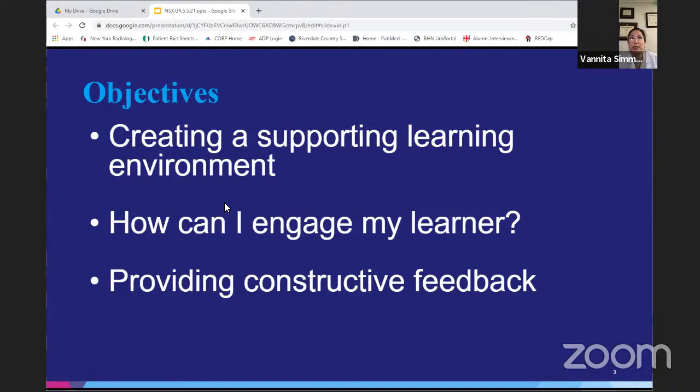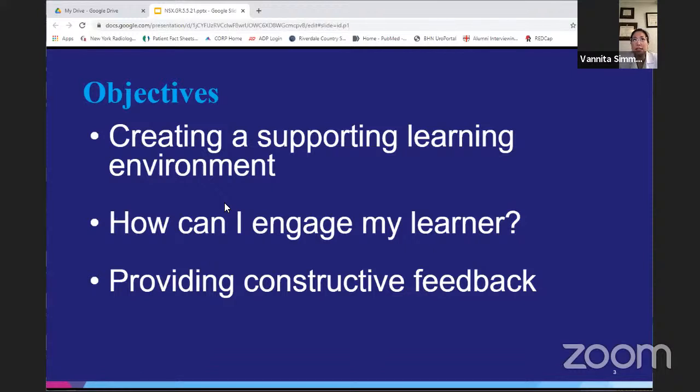Some objectives that I put together for the next 45 minutes or so this morning are the following. So number one, I want to give everyone an idea of how to create a supportive learning environment or an optimal learning environment. And I hope to help everyone understand how important and vital it is to have this environment for learning to occur. The second point that I wanted to review was ways that we can engage our learner. As with last year, we've all had to change the way we teach and the way we learn over Zoom, for example. And with that change in format, we've had to deliver our content differently as well.